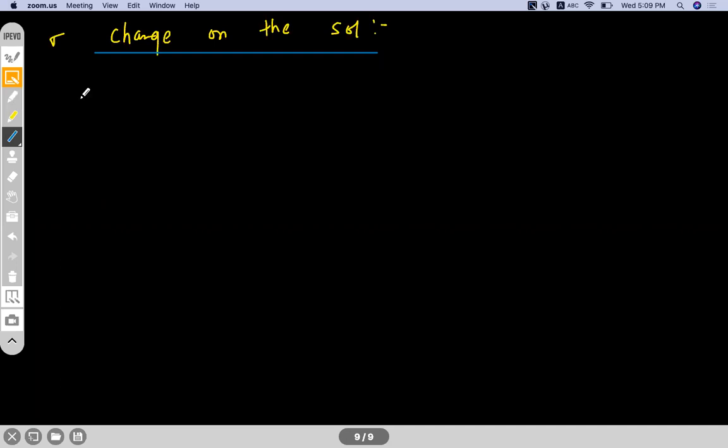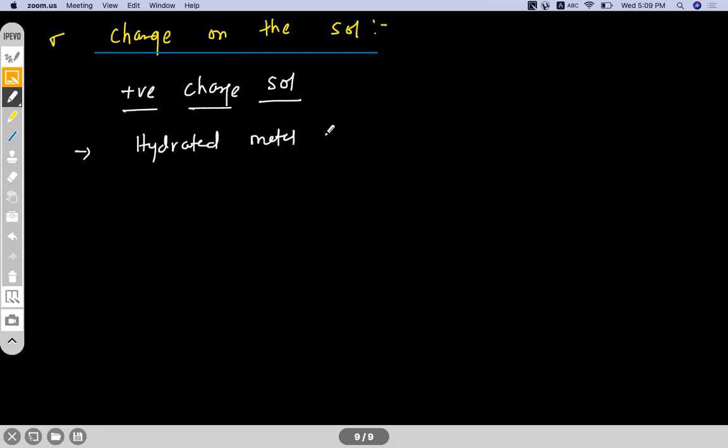Right. So the examples of positively charged sol: all hydrated metal oxides. Hydrated metal oxides are positively charged sols. For example, you see Fe2O3.xH2O. Just this charge information you should know.